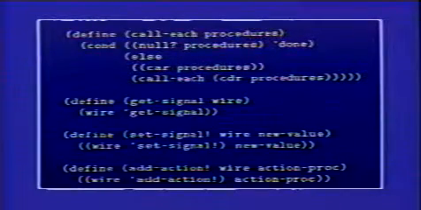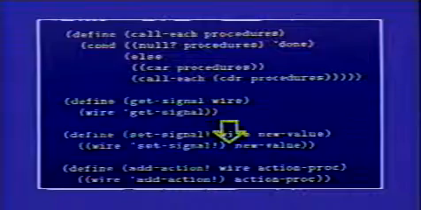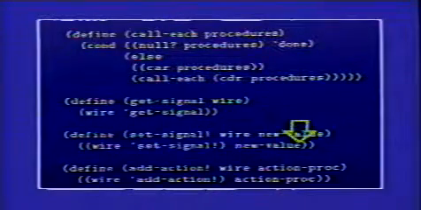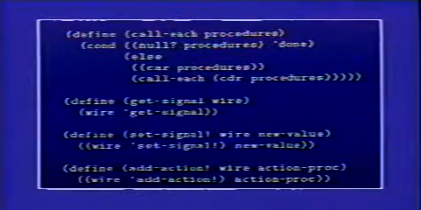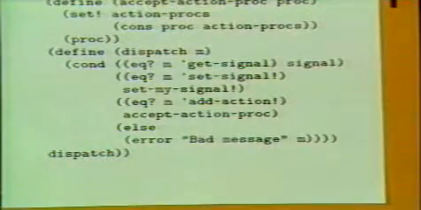If I want to set a signal, I want to change a signal, then what I'm going to do is take a wire as an argument and a new value for the signal. I'm going to ask the wire for permission to set its signal and use that permission, which is a procedure, on the new value. And if we go back to the overhead here, okay, thank you. If we go back to the overhead here, we see that if I ask for the method of setting the signal, that's over here.